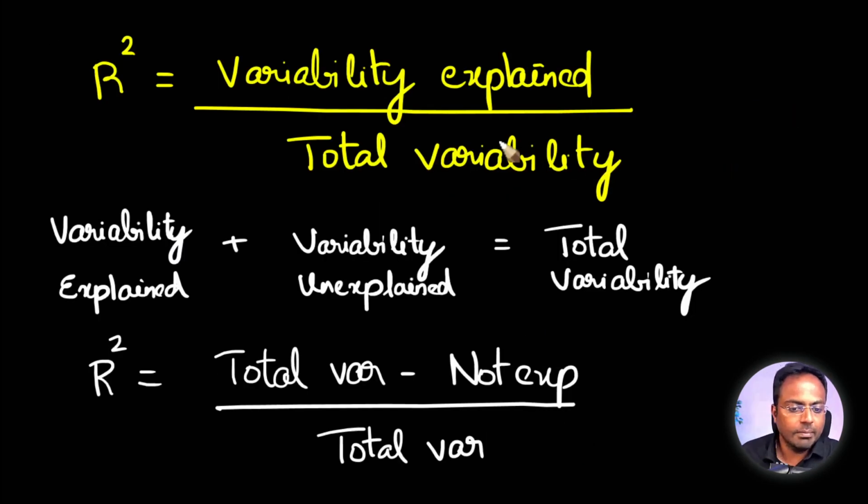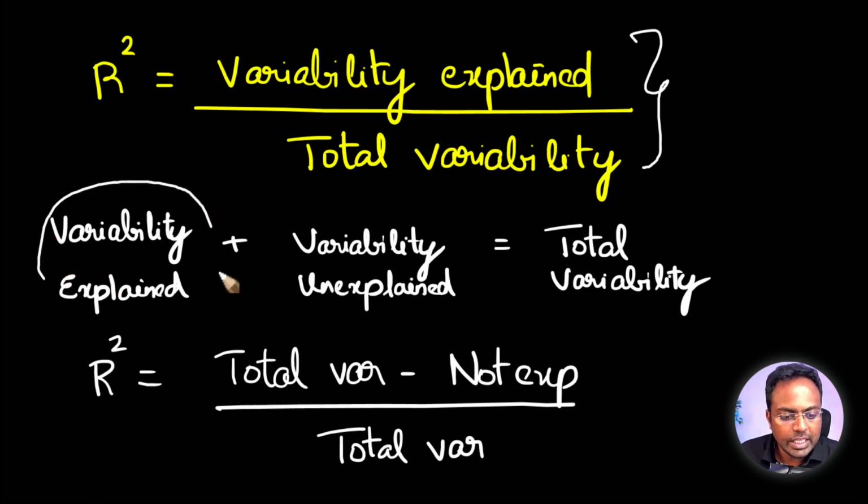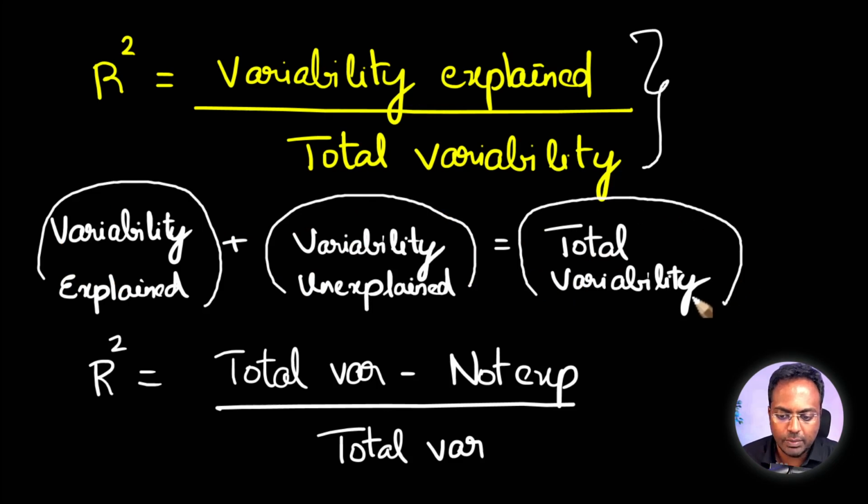Now, coming back to the formula for R square, we initially described this, right? R square is nothing but variability explained by total variability. And we also know that variability explained plus variability not explained equals the total variability.